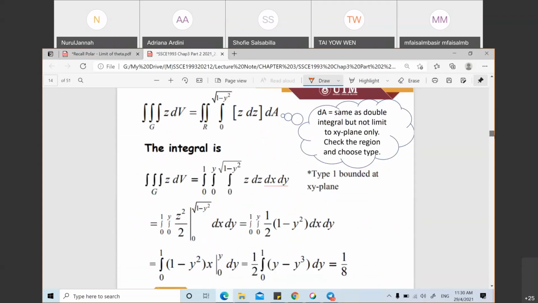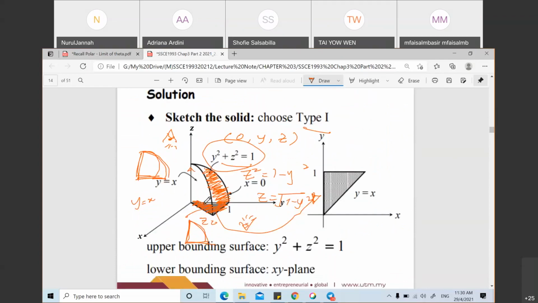Okay, how about x and y? Let's say I want to choose dx dy. You have to choose either dx dy or dy dx. For dx dy, I just choose this one. So from here, I can use type 1 as I learned from chapter 3 part 1, which is double integral. I don't know, my pad is not so good as before, my writing pad. Okay, so type 1 means your x is from 0 to 1, because when y is 1, x is 1. And your y will be x to 1.